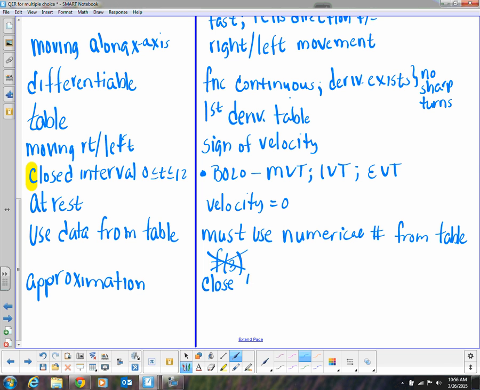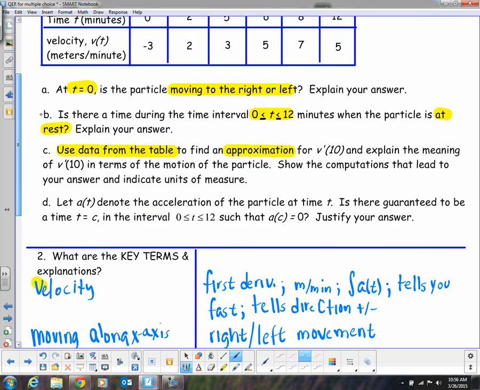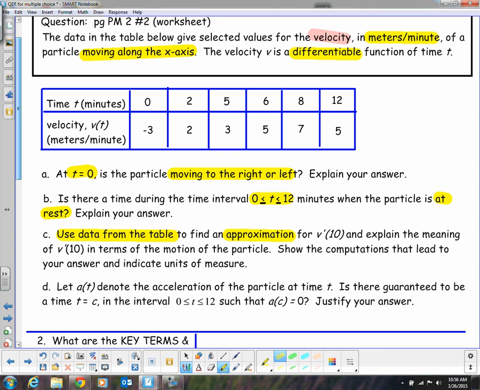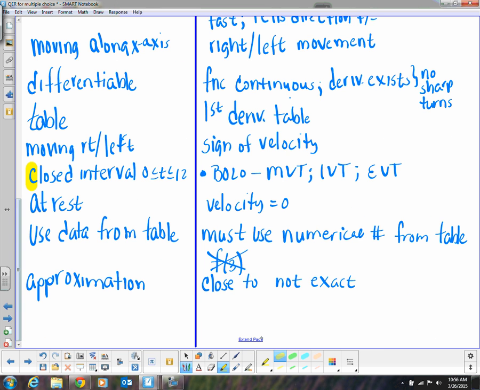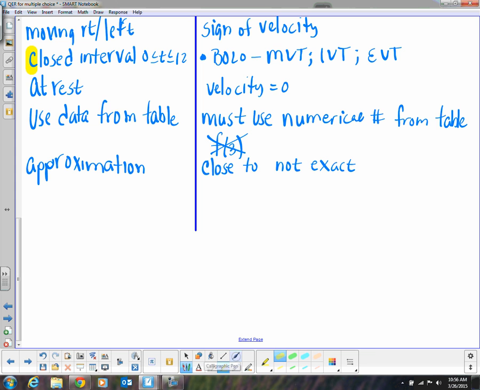Close to, not exact, right? Okay, it's going to be close to, not exact. Now what did they give you? What does that mean? Is that an important piece? What's V prime? V prime of 10 is acceleration.